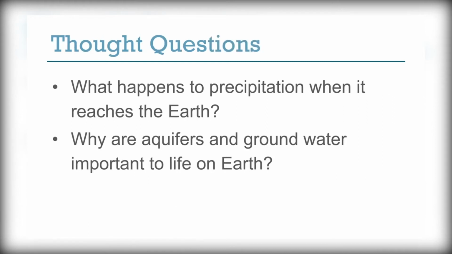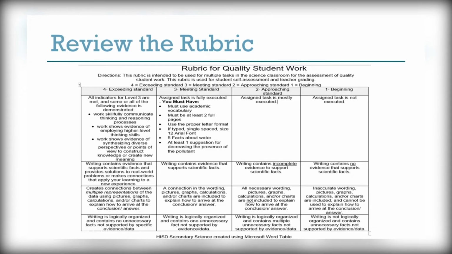Here are some critical thinking questions. What happens to precipitation when it reaches the earth? Why are aquifers and groundwater important to life on Earth? Review the rubric. Again, the rubric is provided for quality student work. Look at all the indicators in each category. Your must-haves are listed along with other supports to help you so that you can do the best quality of student work.